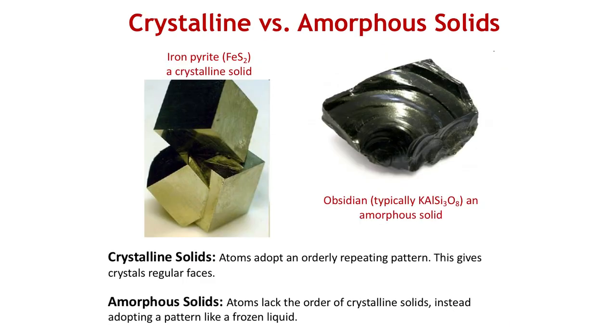Okay, now on the topic of crystalline versus amorphous solids, what does this mean? A crystalline solid, the atoms will adopt an ordered repeating pattern. We'll see a couple examples of this, but not in such a way that you have to understand how to predict what the repeating pattern is. But in a crystalline solid, the atoms adopt a very regular pattern.